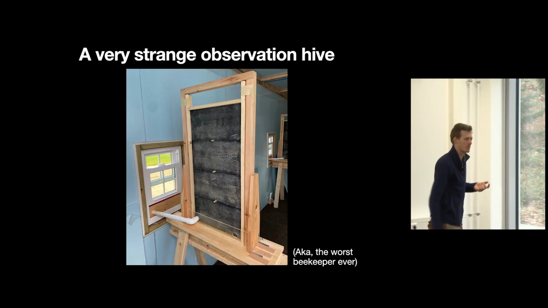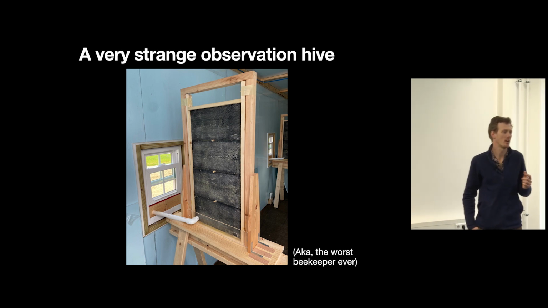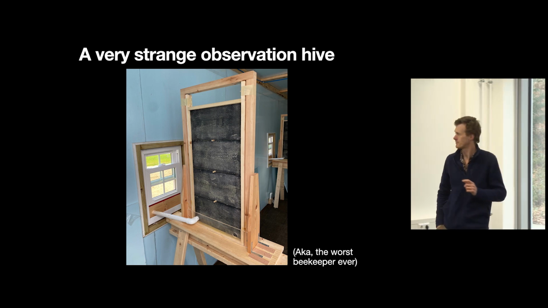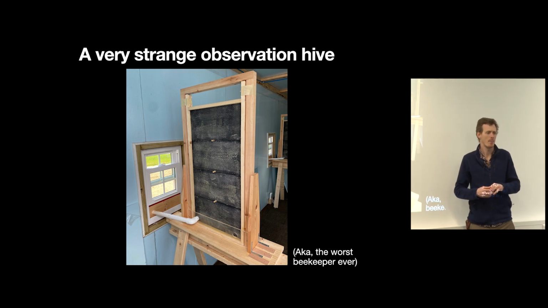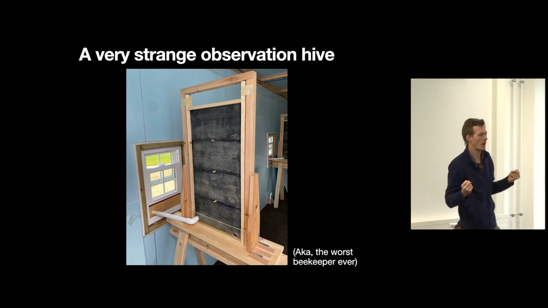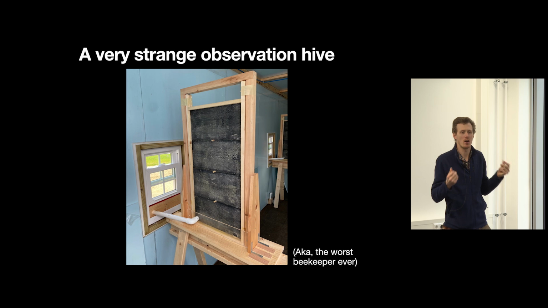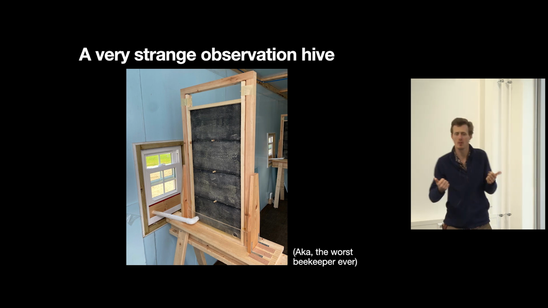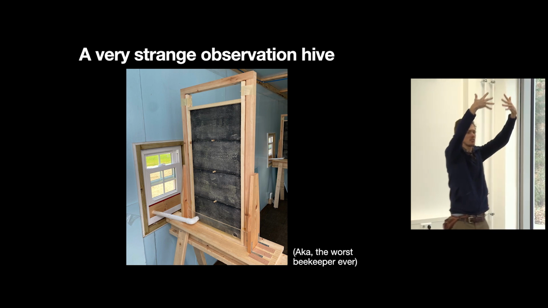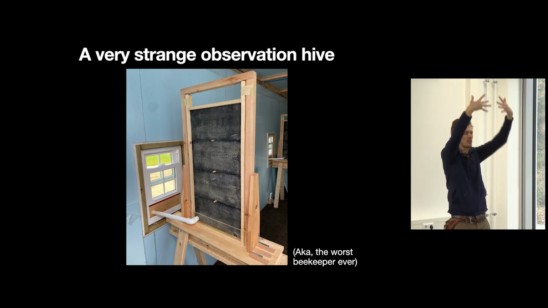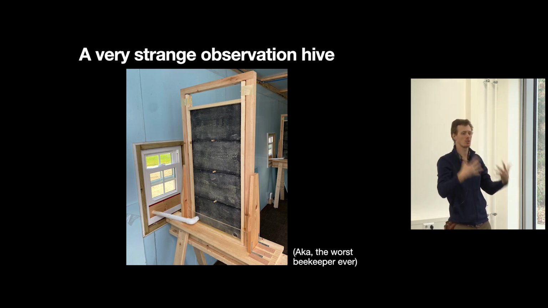So for that, we wanted to build a very strange observation hive that we can manipulate in this kind of system. I call this the worst beekeeper ever, because we're using tools from beekeeping in a way that beekeepers would never do. And honestly, if you tell this to beekeepers, they often are like, why are you doing this? You guys are horrible people. What we're basically doing is creating a single substrate that a colony can live on, but we can control whether they can pass to the other side or not.